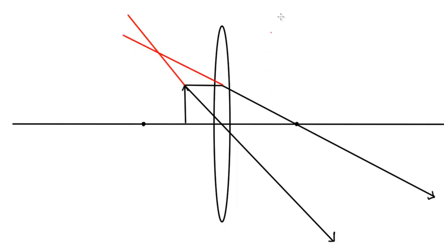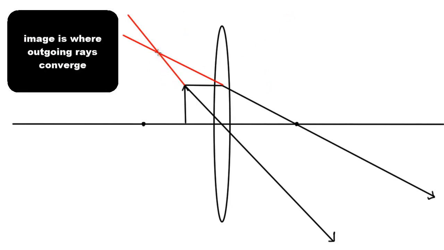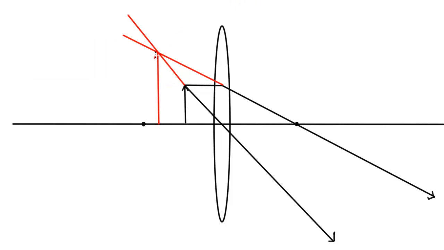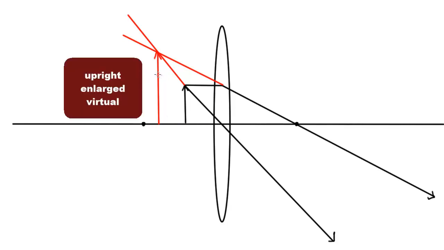And that's good enough. And the image that I'm going to create is going to be where those two converge. And we'll see something along the lines of this. Put a little hat on it, and that's my image. Now this kind of confirms what we saw before. If you take an object and put it inside the focal length of a converging lens, you're going to get an image that is upright, enlarged, and virtual. And we only needed two rays to do it.